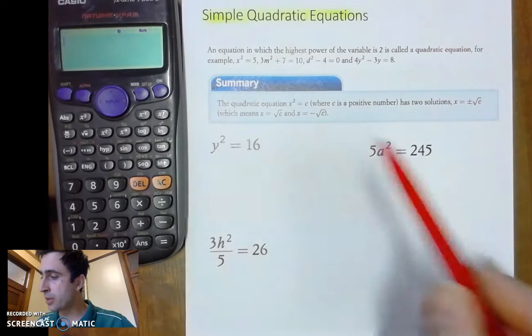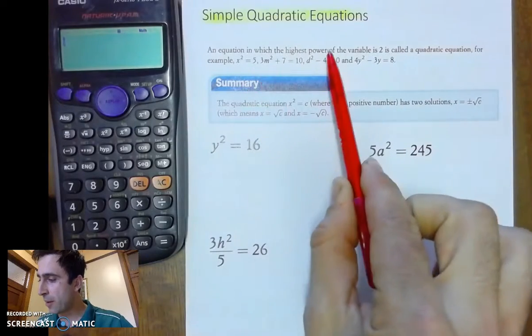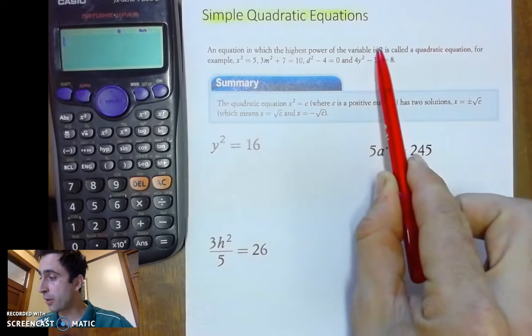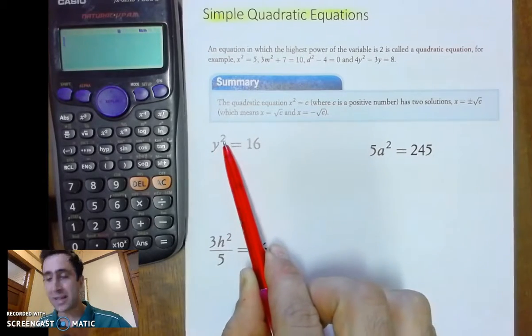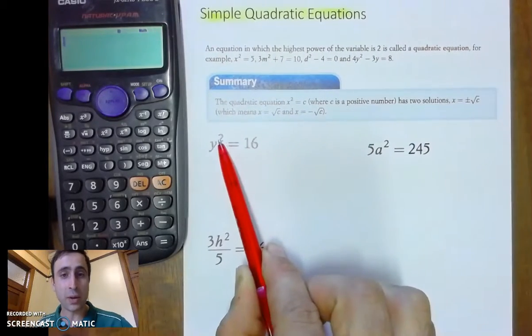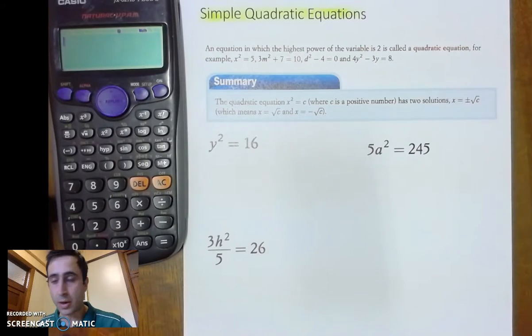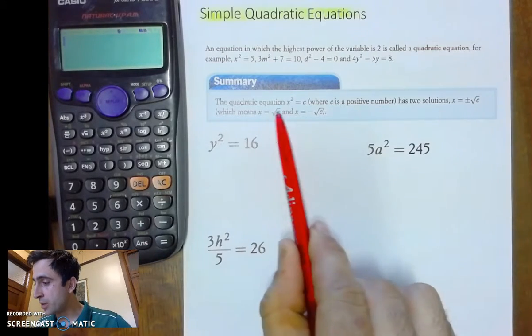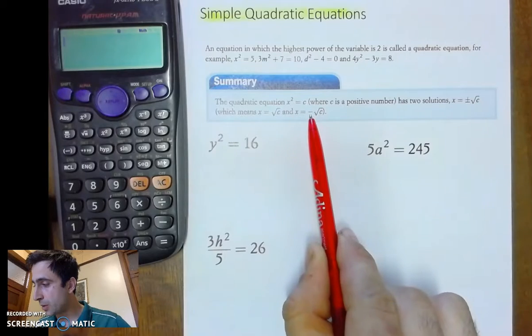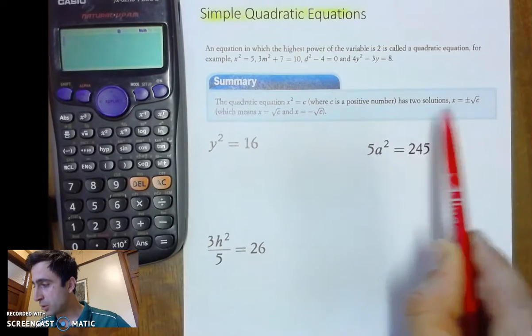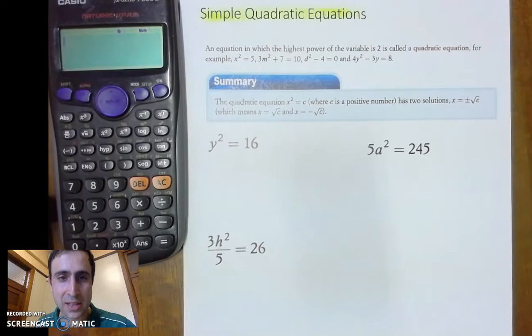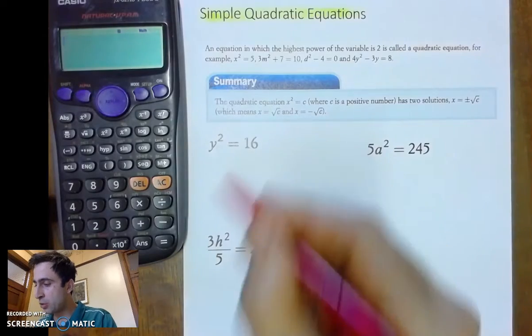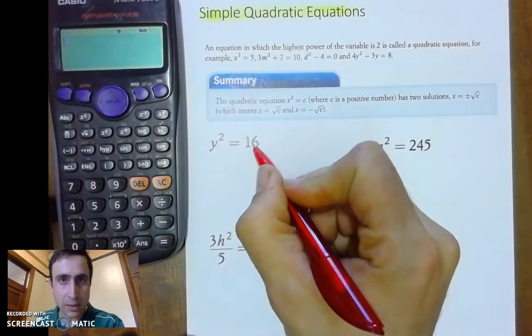A quadratic equation is an equation where the highest power of the variable is 2. In other words, the highest power of the unknown is 2. So the maximum number that you're going to see is a squared. All right. And the quadratic equation x squared equals c, where c is a positive number, has two solutions, plus minus the square root of c. Now that's a really fancy way of saying there are two numbers that when you square them will equal 16.